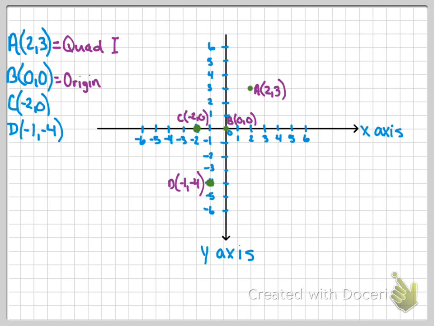What about C? Guys, stay with me. What's the location? Not origin. That's only 0, 0. X-axis. Very good. X-axis. Because it's right on the X-axis. And then what about D? Quadrant 3.